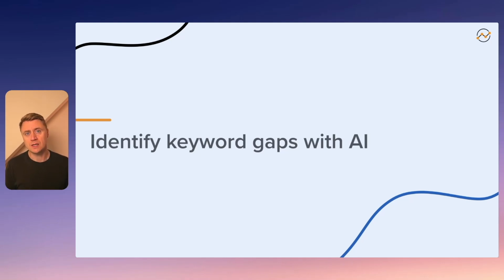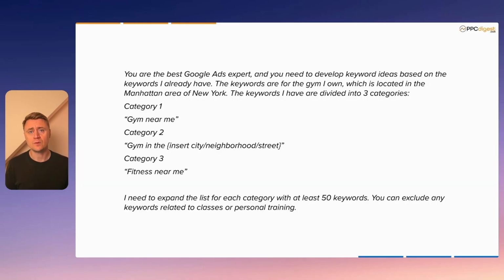Let's use ChatGPT and the keywords we already have about the gym. We must submit a prompt for AI so it knows what we want and how to present the keywords. Here's what you can start with. It's a simple prompt, right?